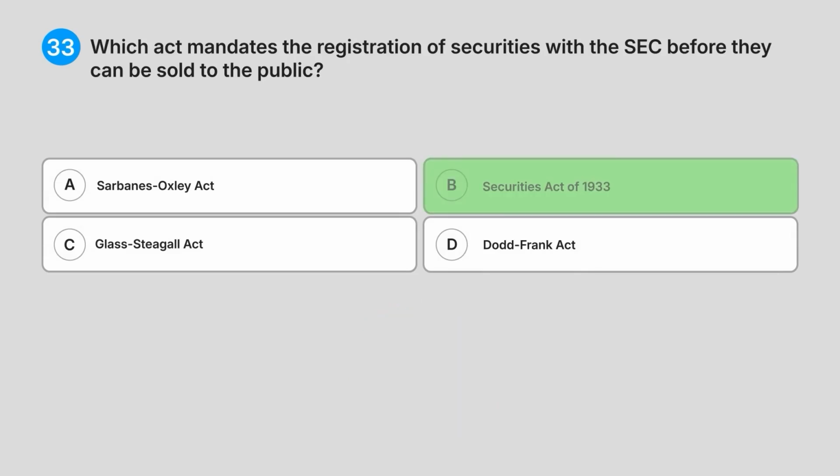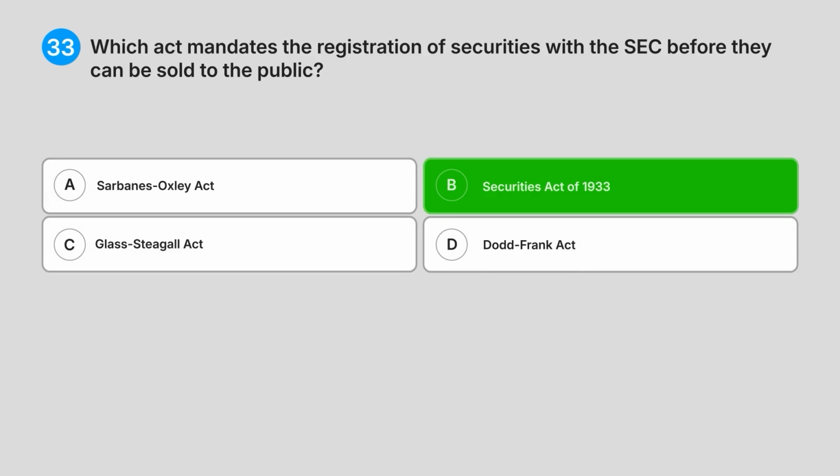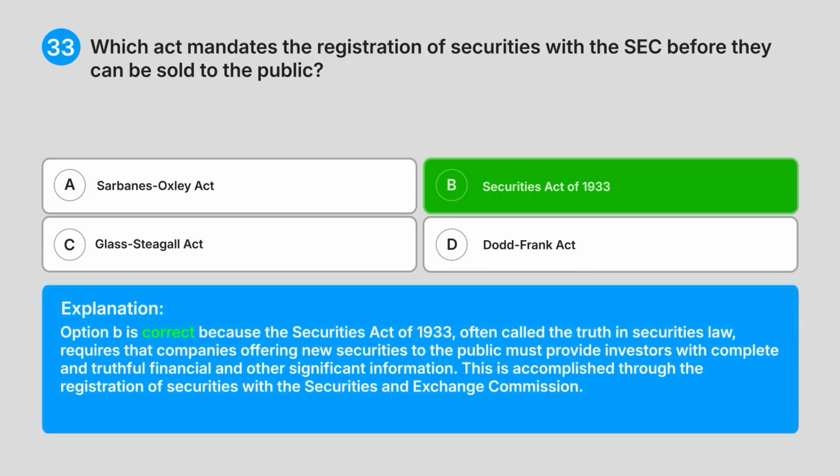Correct answer: B. Securities Act of 1933. Explanation: option B is correct because the Securities Act of 1933, often called the Truth in Securities Law, requires that companies offering new securities to the public must provide investors with complete and truthful financial and other significant information. This is accomplished through the registration of securities with the Securities and Exchange Commission.